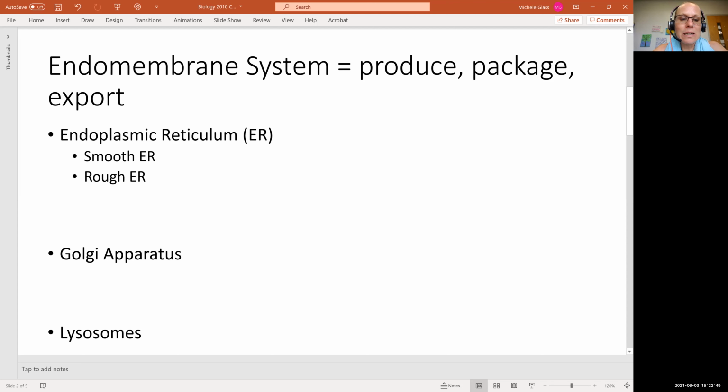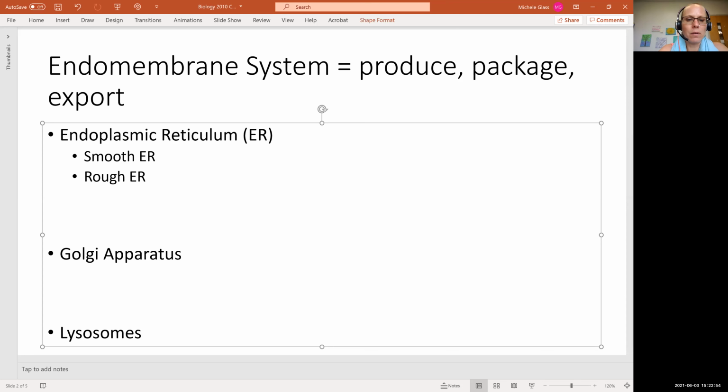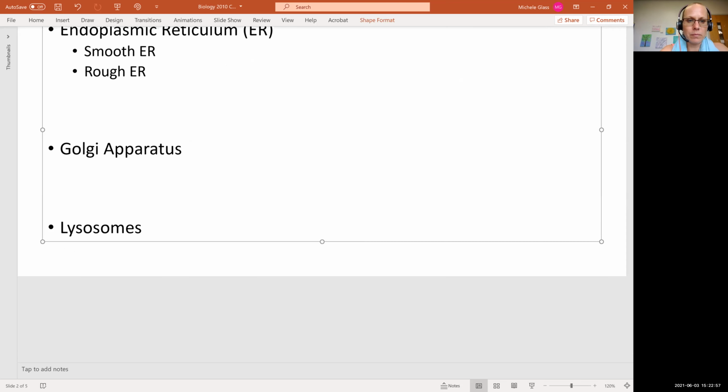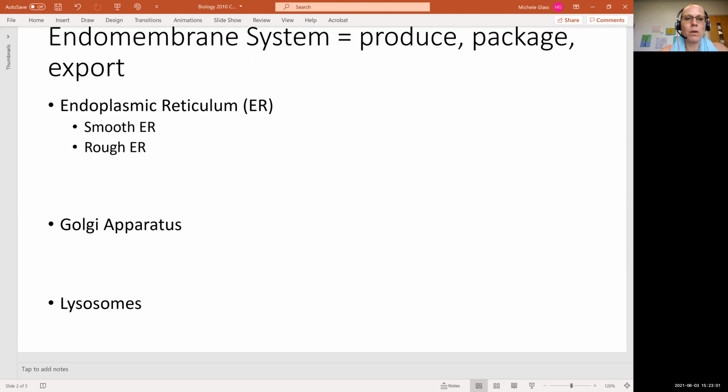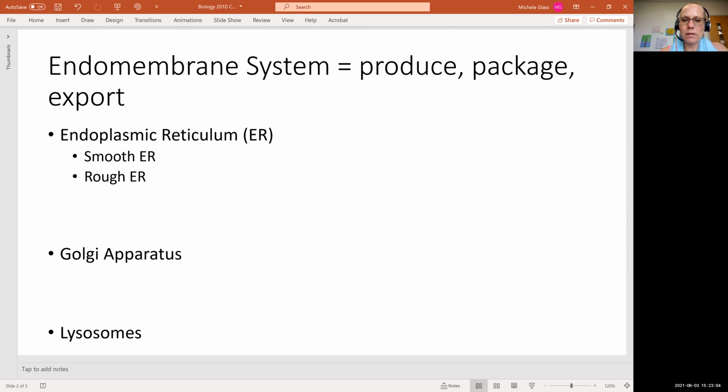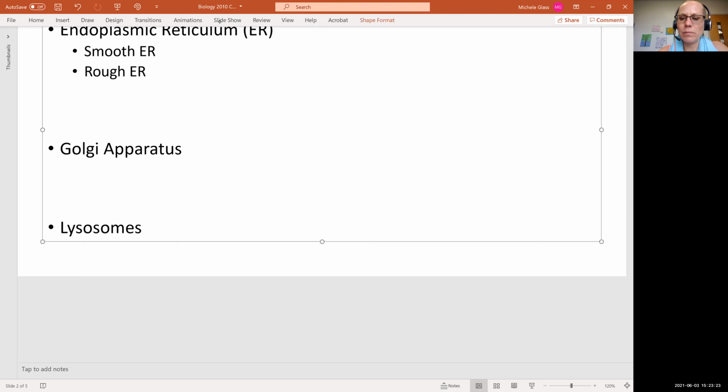So we're going to see 4 key organelles. We have the endoplasmic reticulum, which can be either smooth or rough. We have the Golgi apparatus, and we have lysosomes. So let's talk a little bit more about each of these, and then let's construct a picture of what they might look like in the cell.